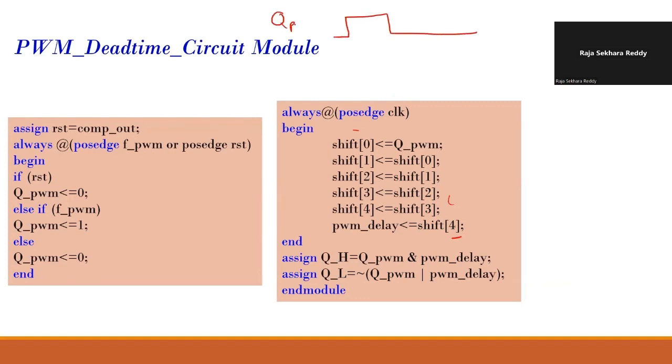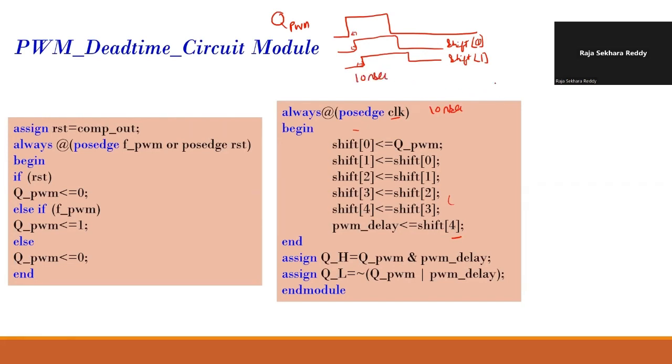Okay, suppose this is your PWM. It gets delayed by some value, and that gets further delayed by some value. This is shift 0, then there will be shift 1, etc. So the signal gets shifted slowly by a small value. Over here, we're using the POSH clock, which is a 10 nanosecond clock. So all these are shifted by a value of 10 nanoseconds.